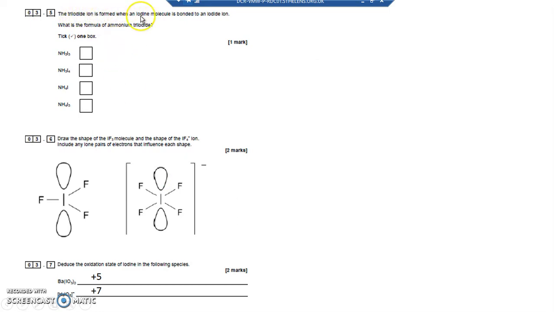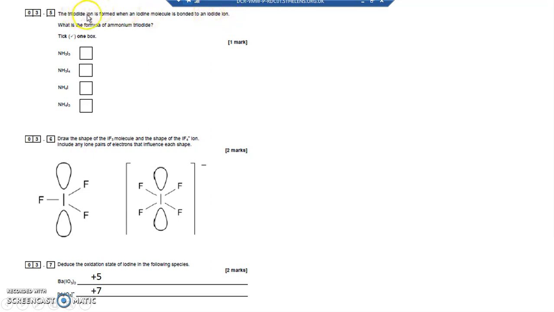Triiodide ion is formed when an iodine molecule, that's I2, is bonded to an iodide ion, so that's an atom that's gained an electron. An iodine atom wants to gain 1 electron, so if it's going to form an ion, it's going to be I minus. So an iodine molecule is I2, an iodide ion is I minus, I2 and I minus makes I3 minus.